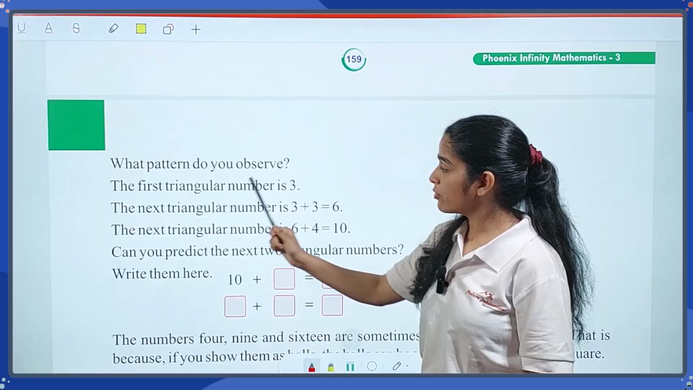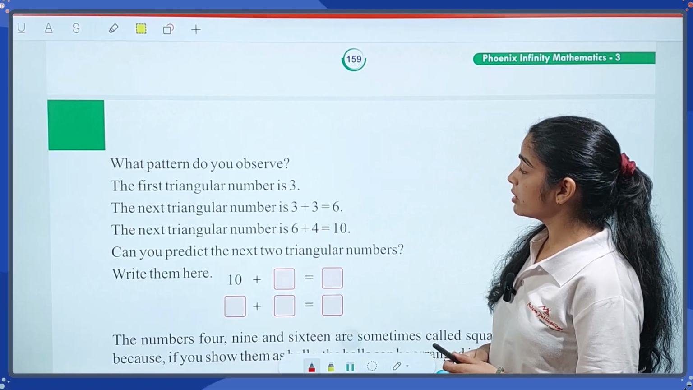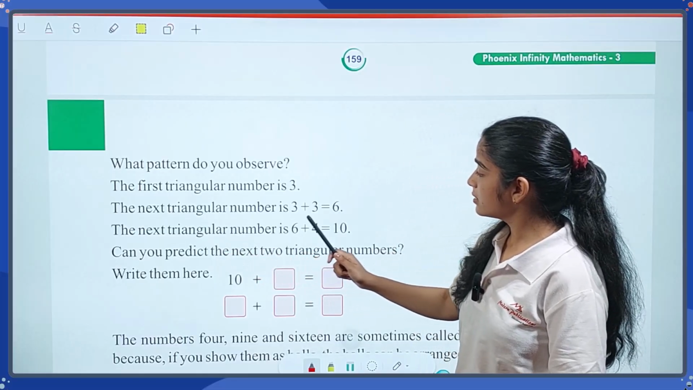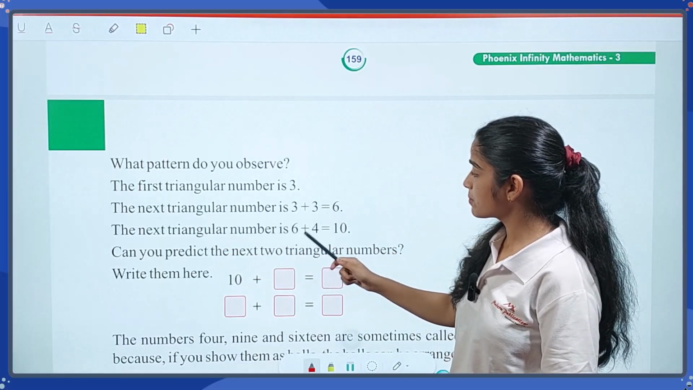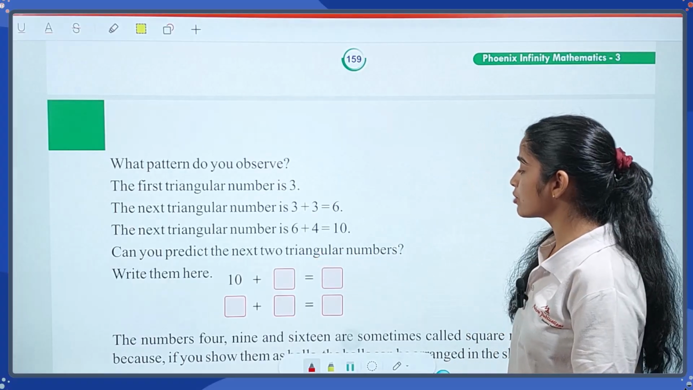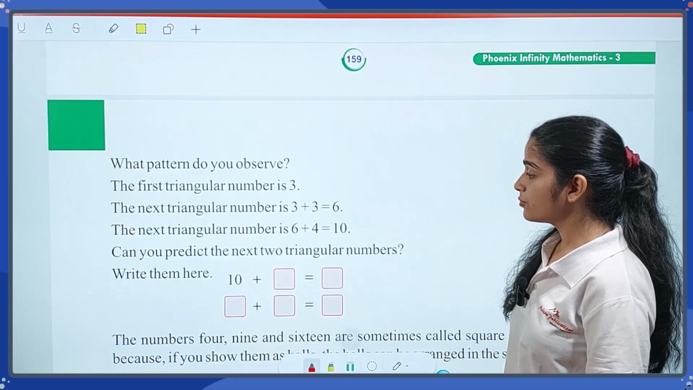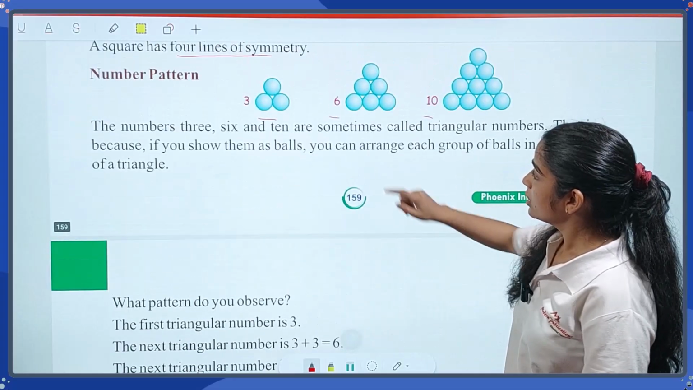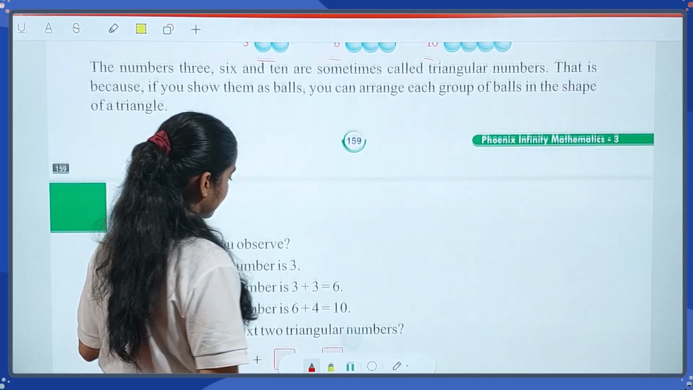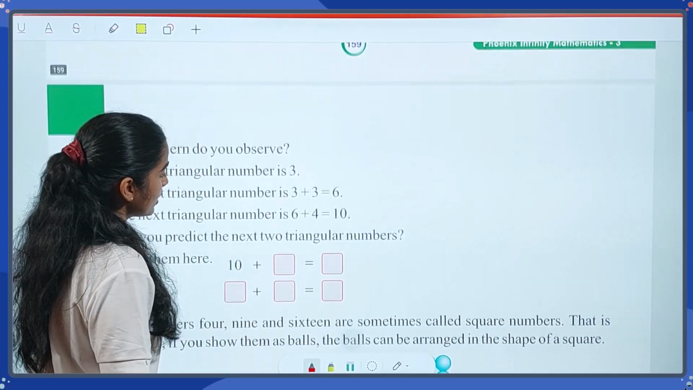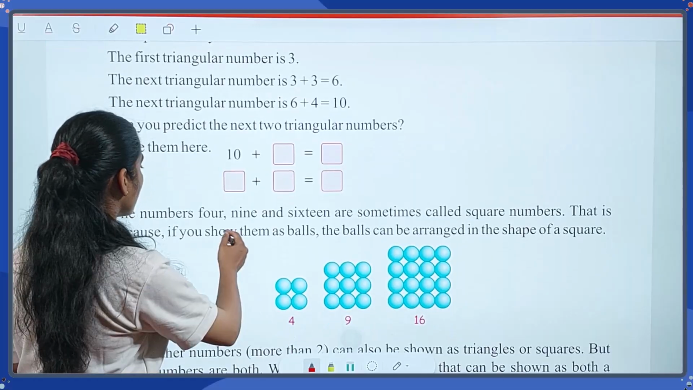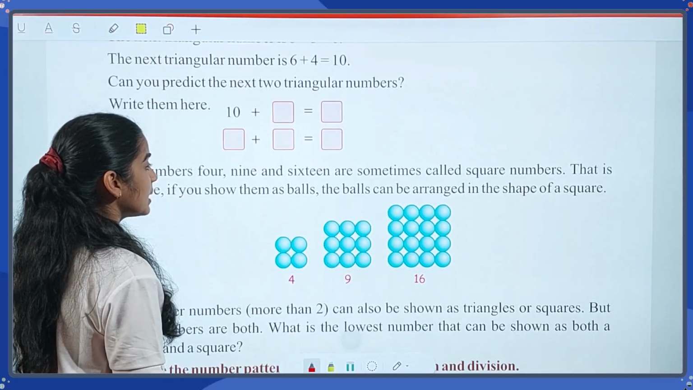The first triangular number is 3. The next triangular number is 3 plus 3, that is 6. The next triangular number is 6 plus 4, that is 10. So, can you predict the next two triangular numbers? Write them here. 3, 6, 10, then 6 plus 4, and 10 plus 5, 15 could be. The numbers 4, 9 and 16 are sometimes called square numbers.